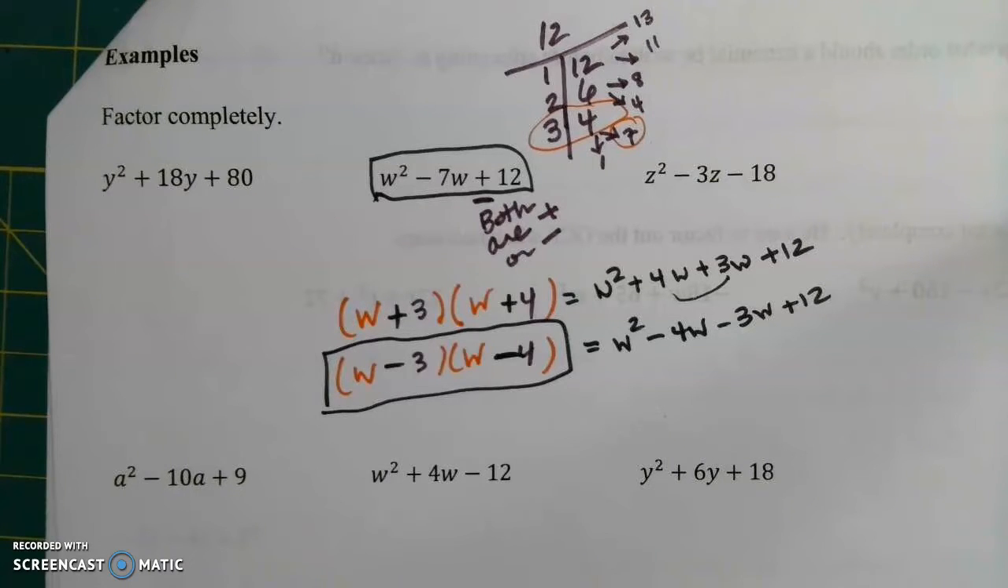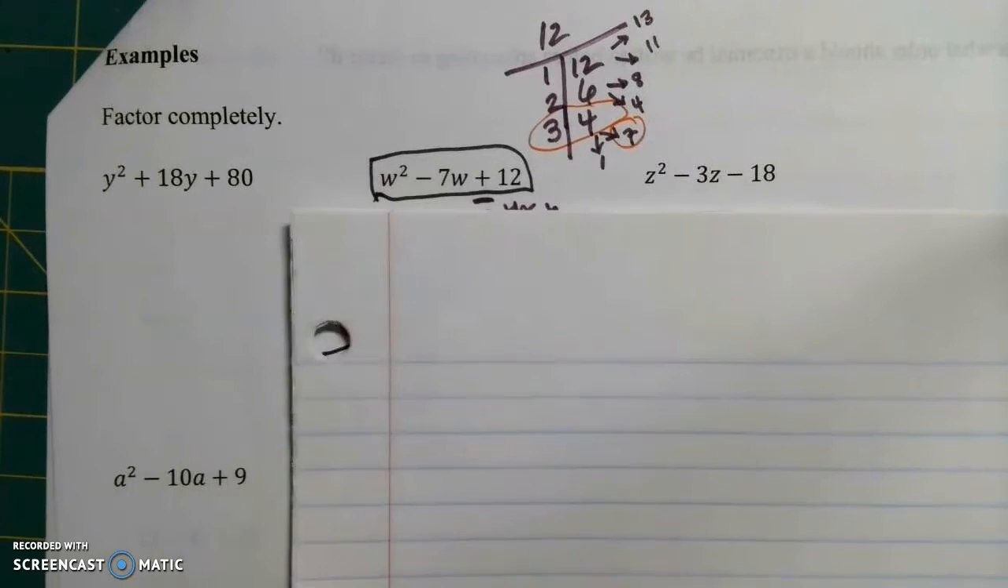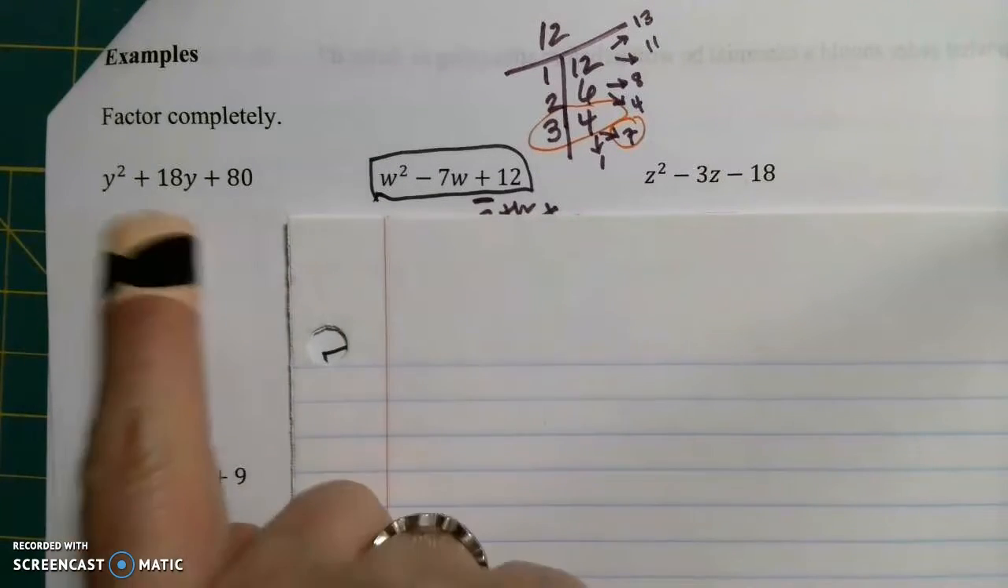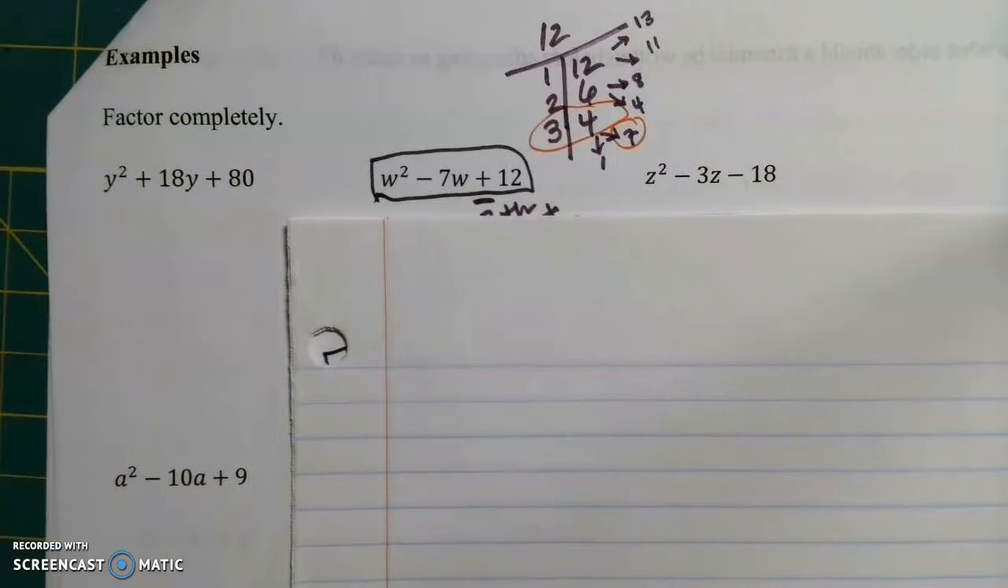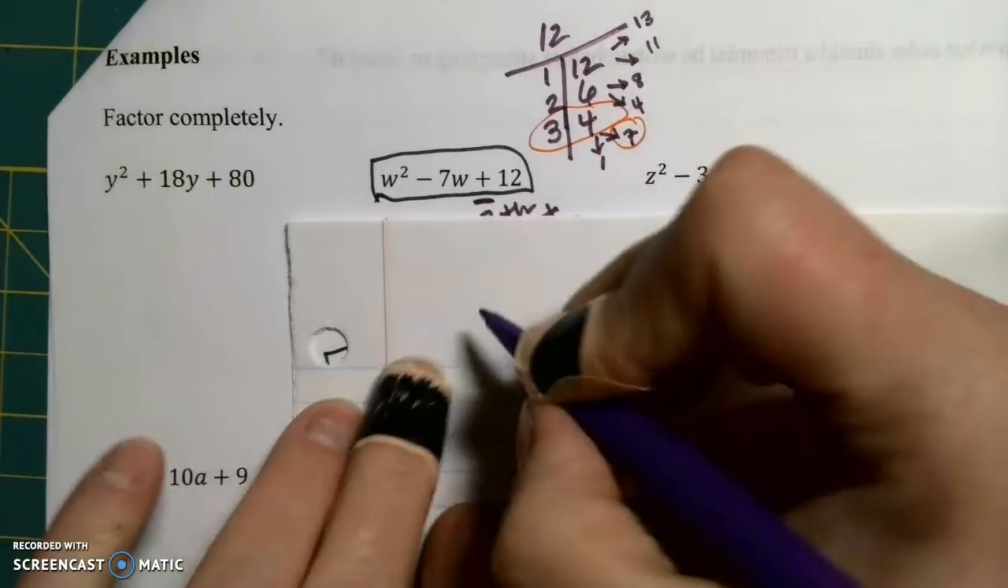Okay, so let's look at the next. I think we're going to look at the ones with the y's there. So I'm going to put a little bit more paper here so I have space for my work. Okay, so we're looking at y squared plus 18y plus 80.